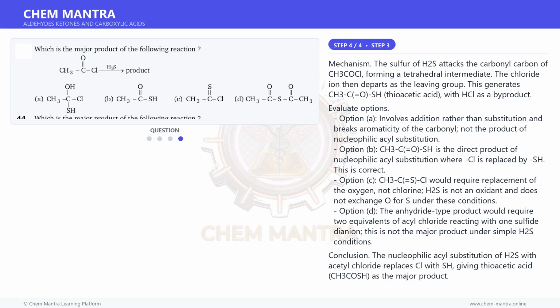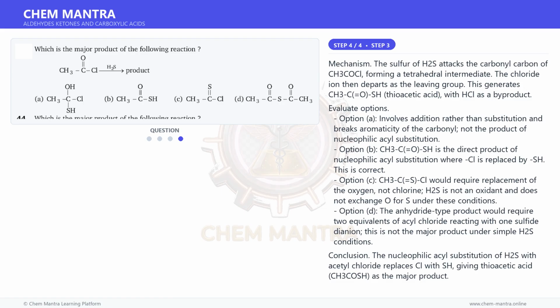Option C, CH3C=S Cl, would require replacement of the oxygen, not chlorine. H2S is not an oxidant and does not exchange O for S under these conditions. Option D. The anhydride type product would require two equivalents of acyl chloride reacting with one sulfide dianion. This is not the major product under simple H2S conditions.